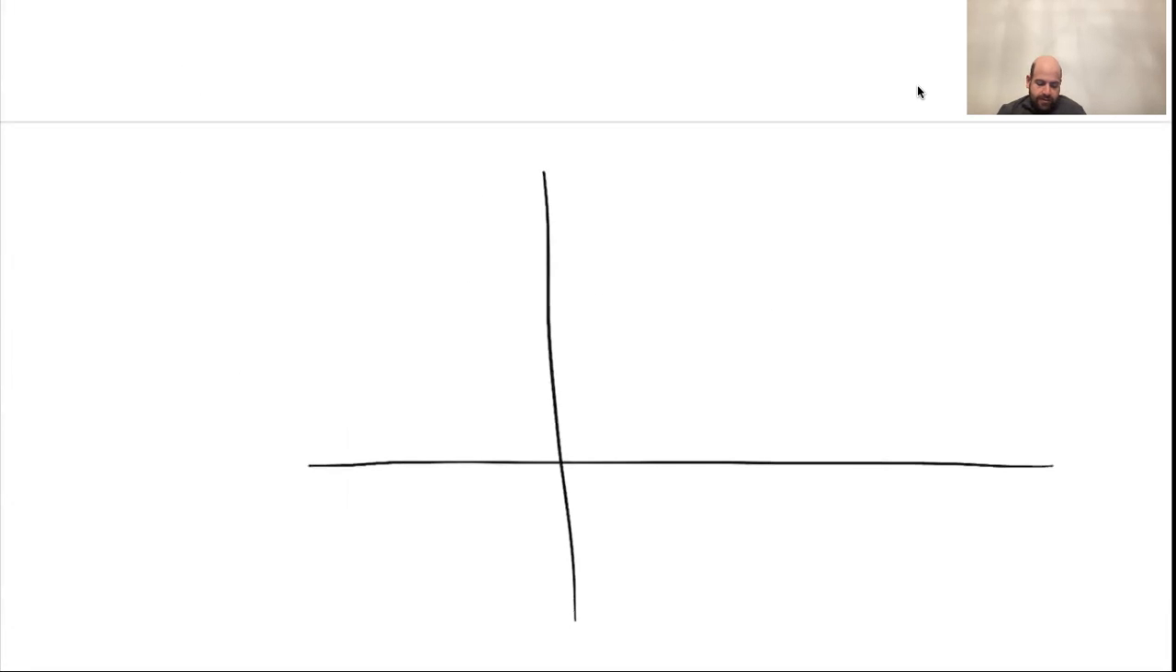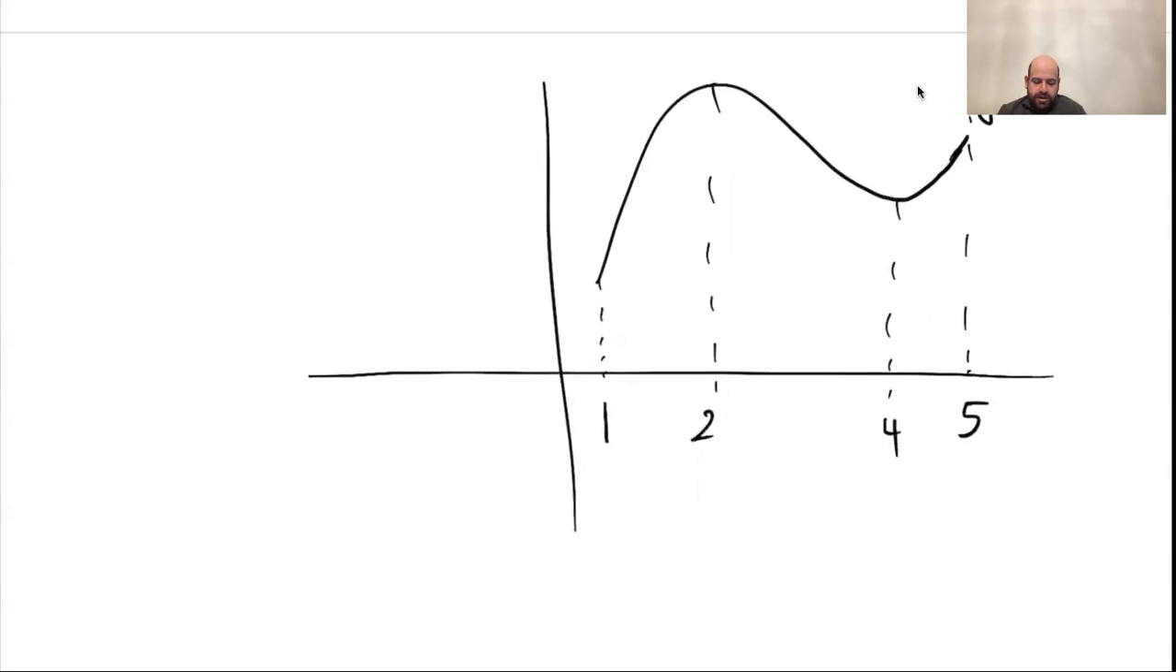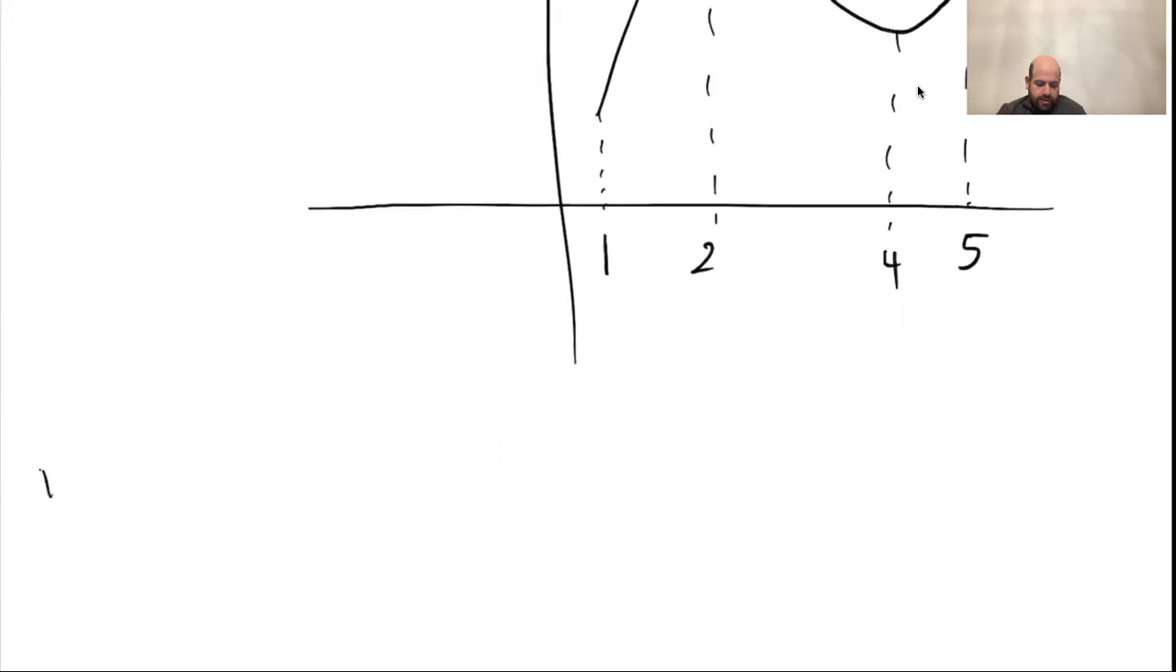So let's look at a graph of a function like this. Let's say this is, for example, 1. Let's say this is 2. This one 4, this one 5. So the domain of this function is 1 to 5, right? So this is, let's say, y equals f of x, and the domain is 1 to 5.